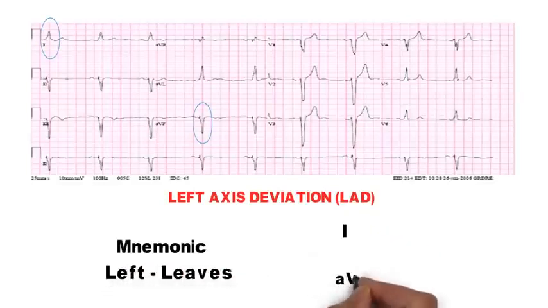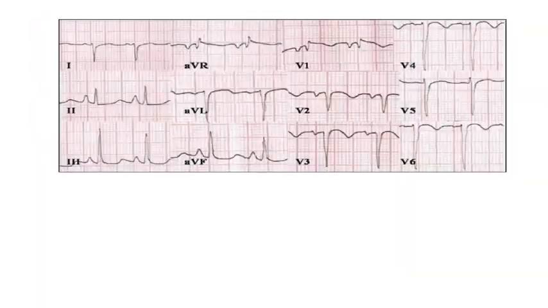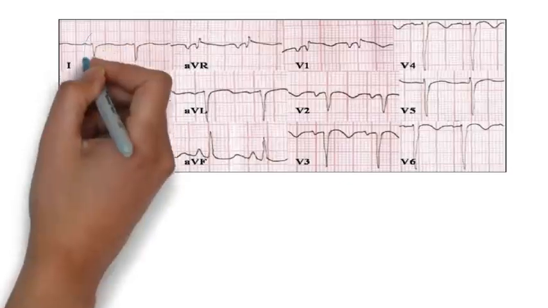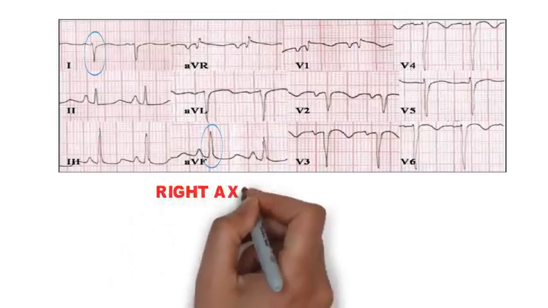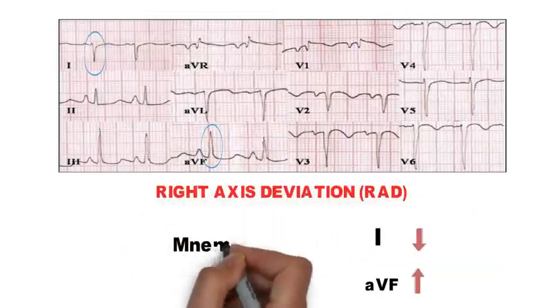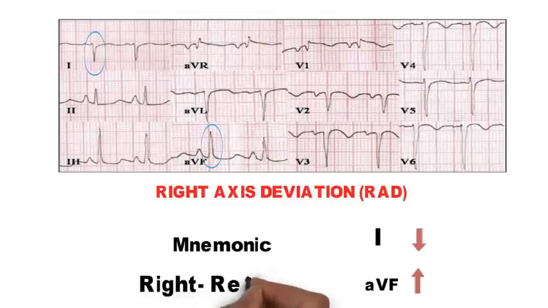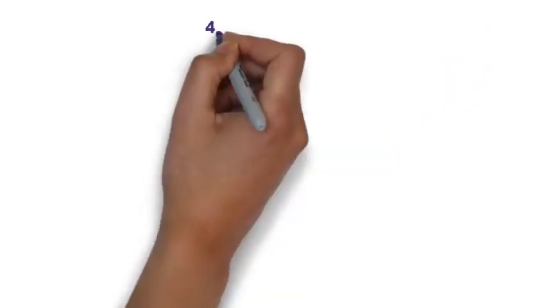Where net deflection in lead 1 and AVF are in opposite directions, or as if they are leaving. Whereas in this ECG, net QRS is negative in lead 1 and positive in AVF. So this is a right axis deviation, and you can remember this by a mnemonic: right returns.